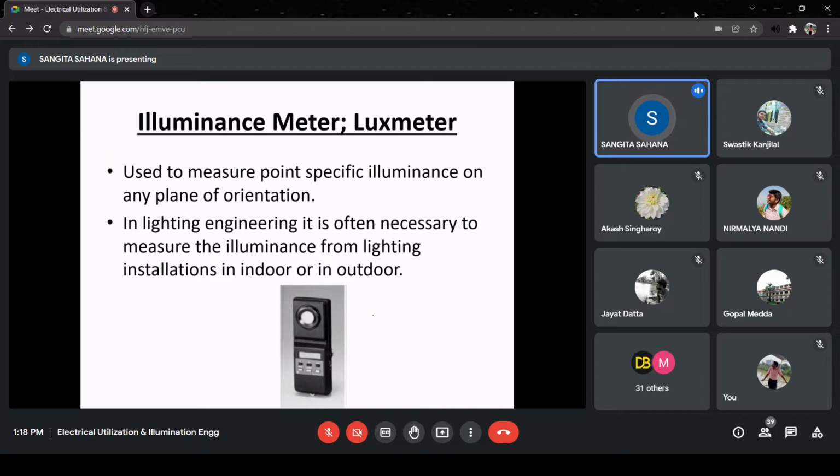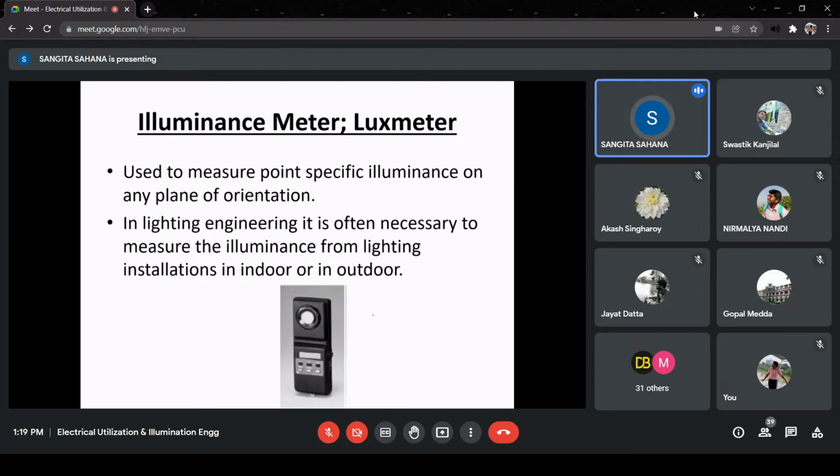So the basic instrument is the illuminance meter or Lux meter. So the actual name is illuminance meter because it can measure the illuminance. Now you know the unit of illuminance is lux, so widely it is called Lux meter. But to be correct, the name is illuminance meter. The foot-candela is not used that much, so that's why it is called Lux meter.